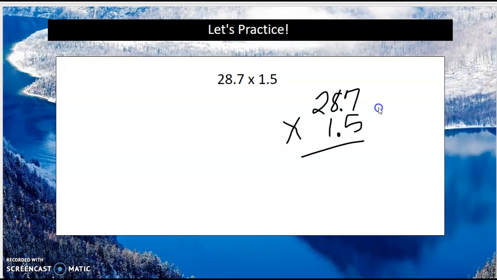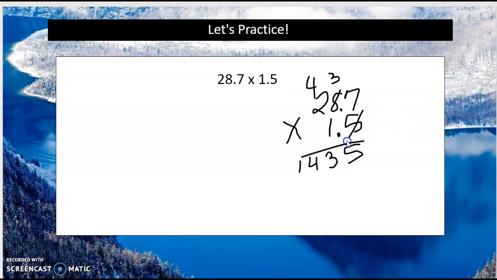Now let's multiply like normal. Starting with the 5, I'm going to multiply the 5 times everything on top. 5 times 7 is 35. Carry my 3. 8 times 5 is 40. I'm going to add the 3, so that's 43. Carry my 4. And then 2 times 5 is 10, plus 4 is 14. I'm not going to put my decimal in. I'm going to wait till later.